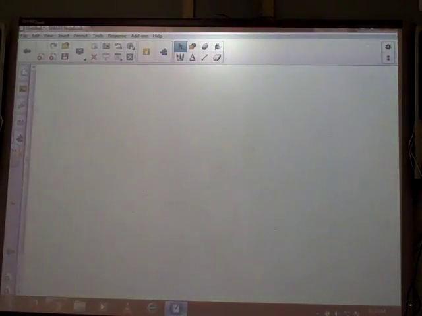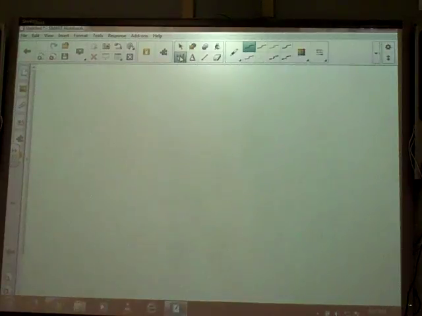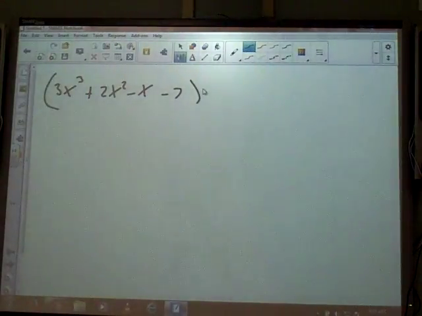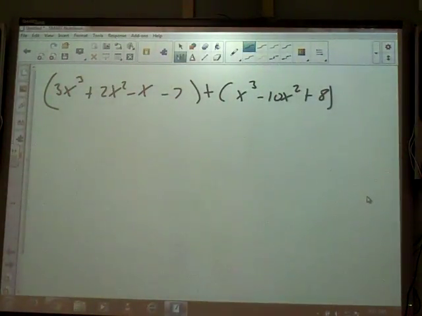All right, add, subtract, multiply polynomials. Here I've got 3x cubed plus 2x squared minus x minus 7. I'm going to add that to x cubed minus 10x squared plus 8. Now we're going to talk about two different ways that we could do this.